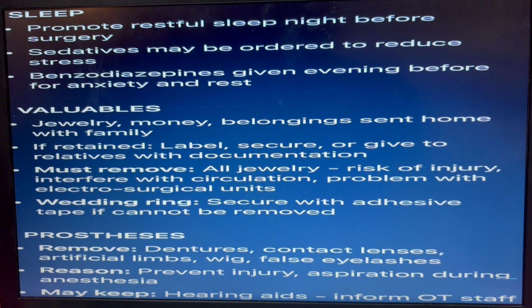Okay, next, a good rest before surgery helps in healing and reduces anxiety. Sometimes we give a mild sedative, and all valuables must be removed to prevent loss and injuries. Jewelry can cause burns during electrocautery and can cut circulation if swelling occurs. Prostheses like dentures must be removed because they can become dislodged and cause aspiration, but hearing aids can stay if needed for communication. Just inform the OT team.